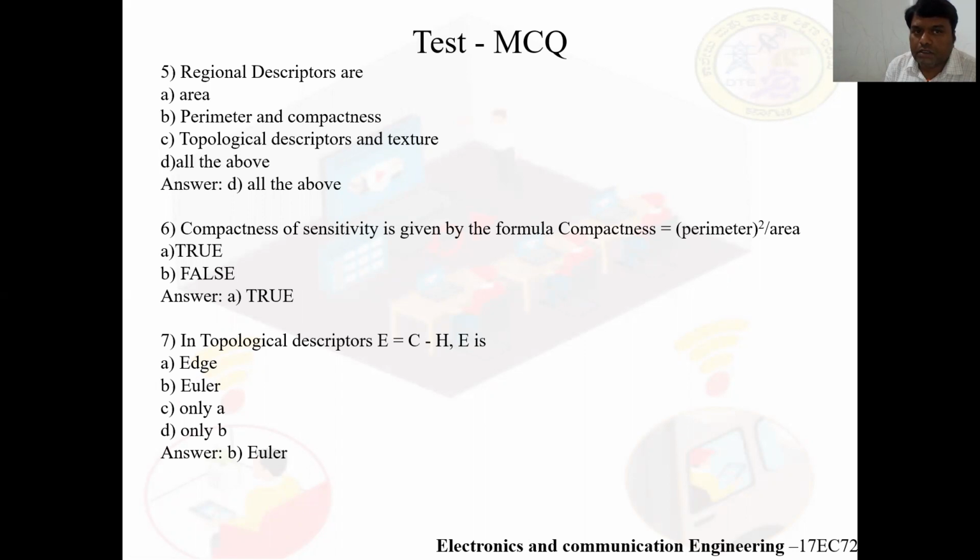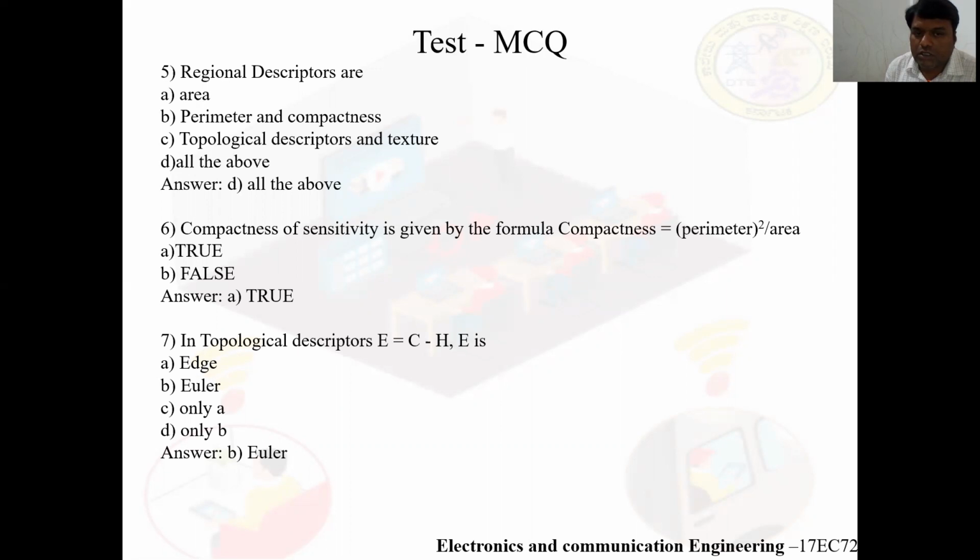Regional descriptors are: area, perimeter and compactness, topological descriptors and texture, all the above. The answer is D, all the above. Compactness of a region is given by the formula compactness is equal to perimeter squared by area. True or false? The answer is true.